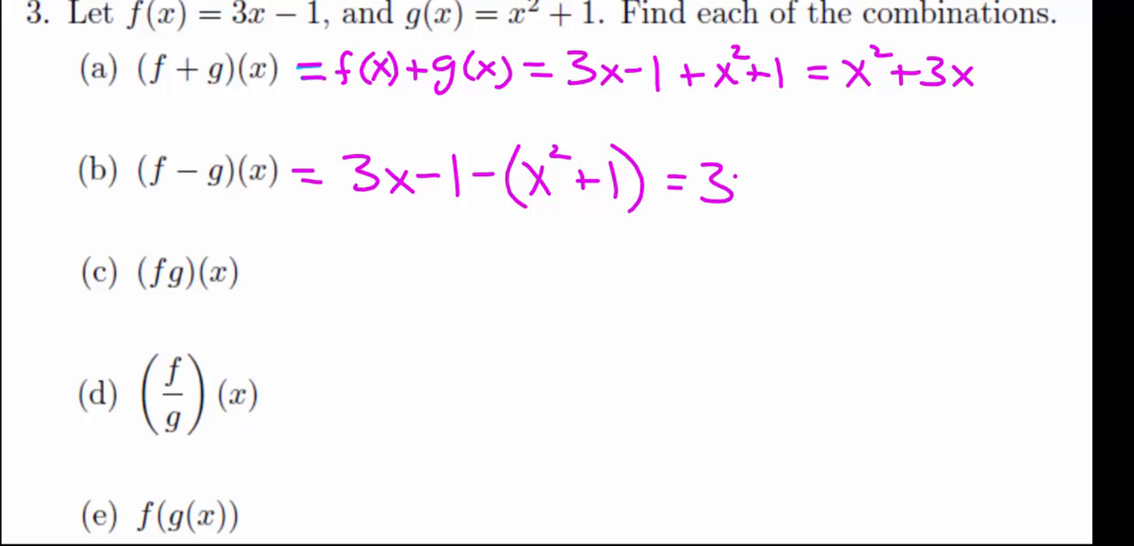You've got 3x minus 1 minus x squared minus 1. So, you could rewrite that as negative x squared plus 3x minus 2. You just don't want to forget that parentheses. So this is easy stuff, but there's lots of opportunities to make an error.